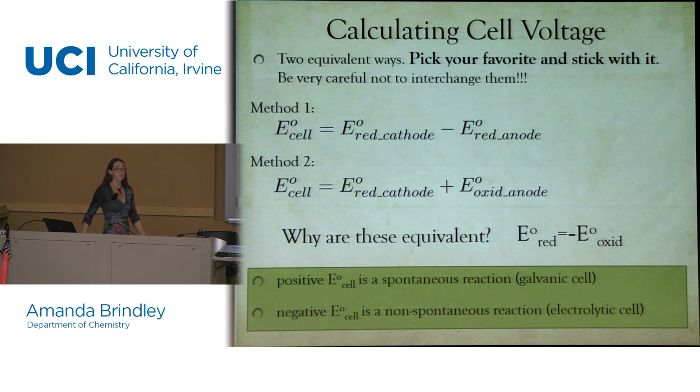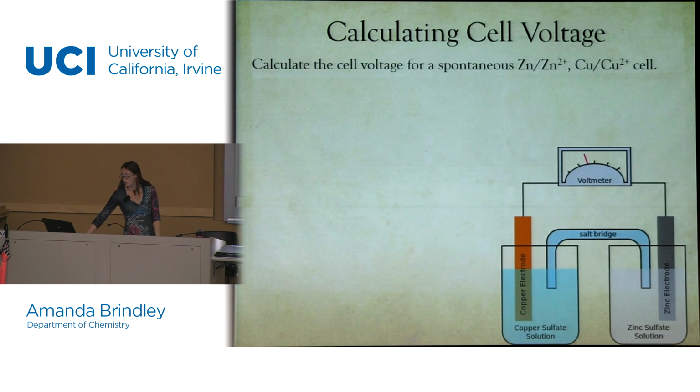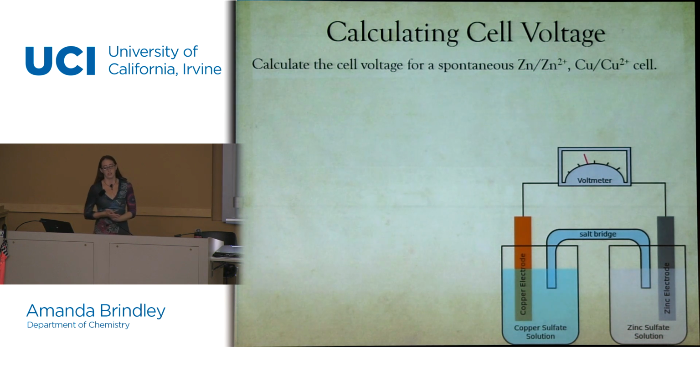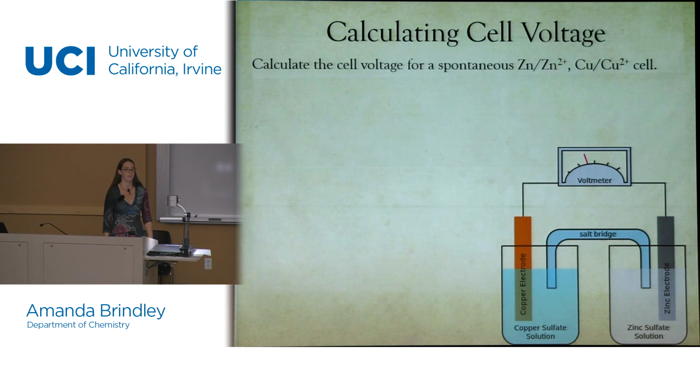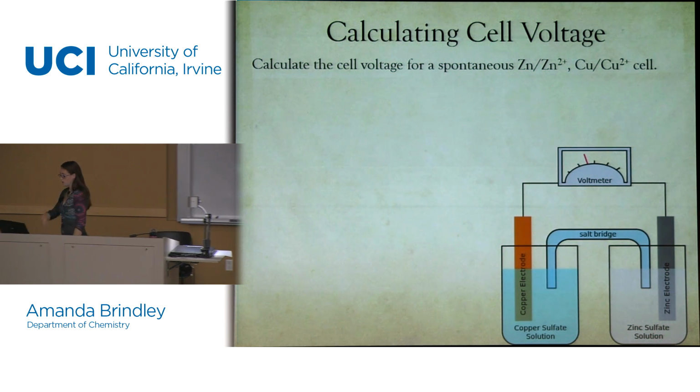All right, so let's do these. So first off, I say calculate the cell voltage for a spontaneous zinc 2+, copper 2+ cell. Notice I didn't give you the half reactions this time. I just say, okay, here we go. Here's the things we're going to use.